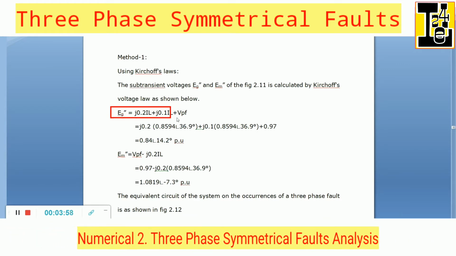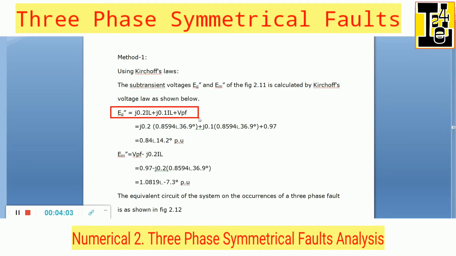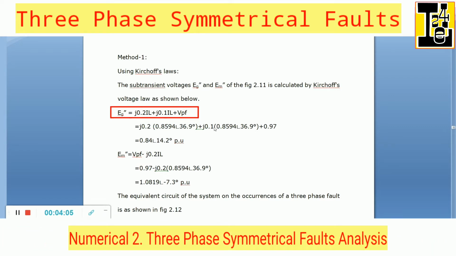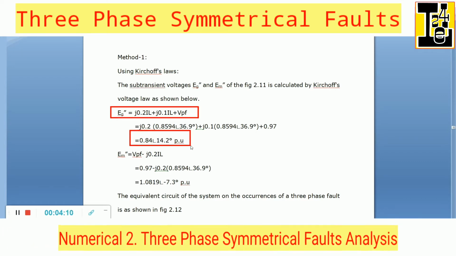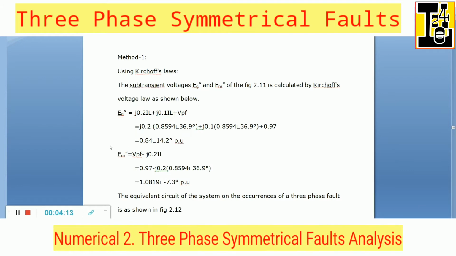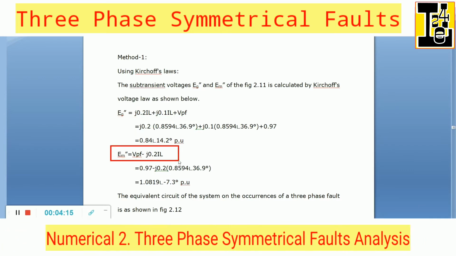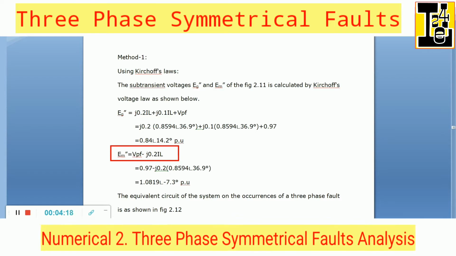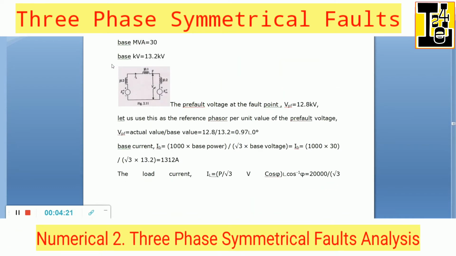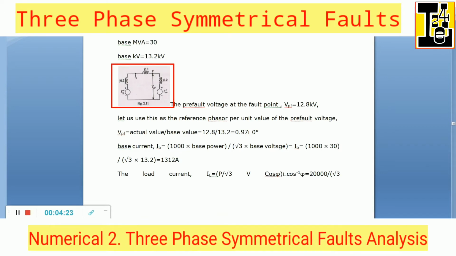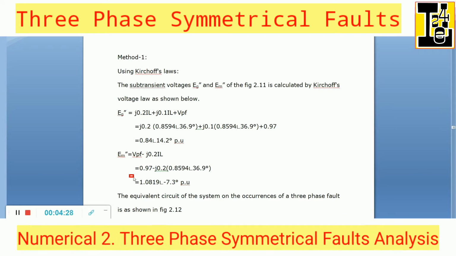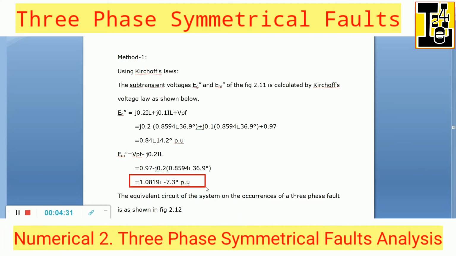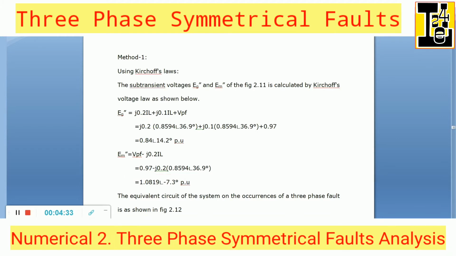EG double dash is equal to 0.2 jIL plus 0.1 jIL plus VPF. So after the substitution, we will get EG double dash is equal to 0.84 at an angle 14.2 degree per unit. EM double dash is equal to VPF minus 0.2 jIL. This is written based on the circuit. Please observe the circuit carefully. Based on that, we have written this expression. So after the substitution, EM double dash will be 1.0819 at an angle minus 7.3 degree per unit.